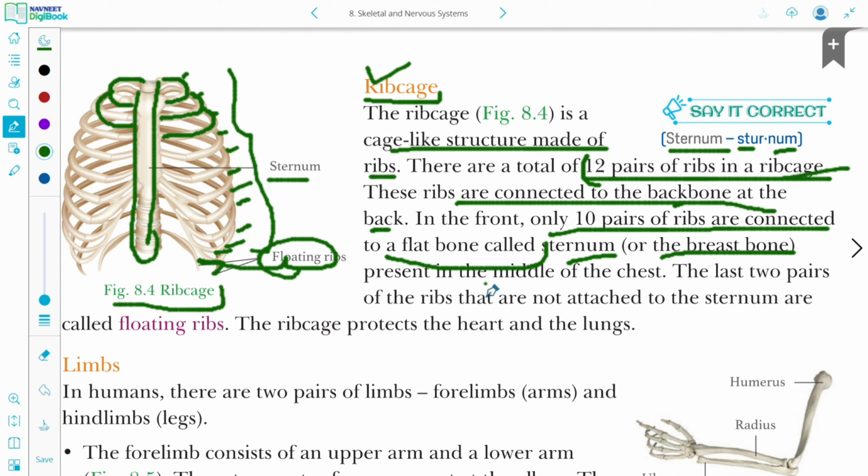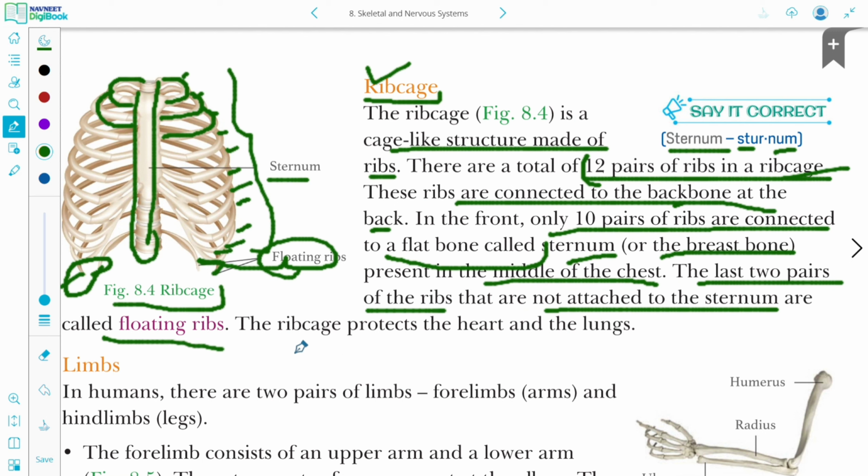प्रेजेंट इन द मिडल ऑफ द चेस्ट. कहां प्रेजेंट है ये? चेस्ट के मिडिल में. द लास्ट टू पेयर ऑफ रिब्स आर नॉट अटैच्ड टू द स्टर्नम. ठीक है, जो लास्ट के 2 पेयर ऑफ रिब्स हैं ना, आप देखो ये वाला पेयर और एक ये वाला पेयर है ना, तो ये 2 पेयर ऑफ रिब्स कैसे हैं? स्टर्नम से अटैच्ड नहीं हैं. ठीक है, इसलिए इनको कौन से रिब्स बोलते हैं हम? फ्लोटिंग रिब्स.